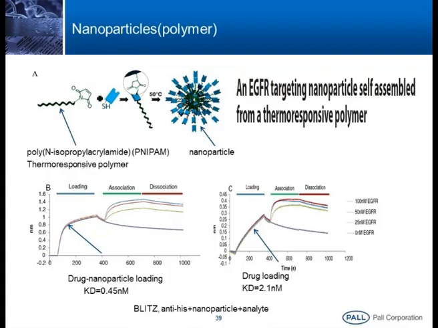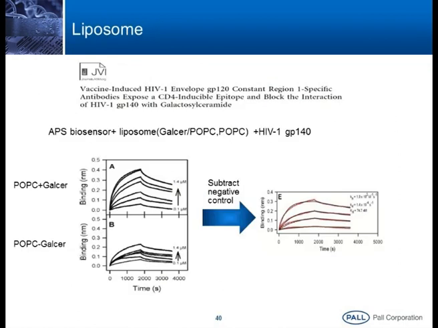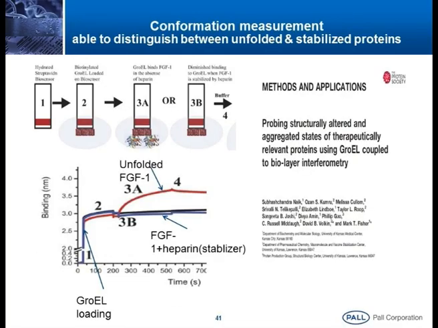Nanoparticles, recently, this is an EGFR targeting nanoparticle with a thermoresponsive polymer. They made a nanoparticle of the drug, then targeted it to EGFR. And we have liposomes. We can use it for multiple applications. Here I am showing conformational measurements, folding, unfolding and all. Right now this kind of application is being done at IIT Delhi, where Professor Tapan Chaudhary is working in this area.